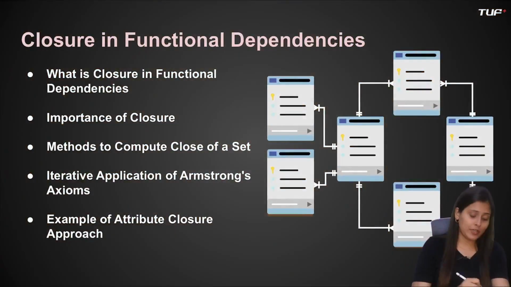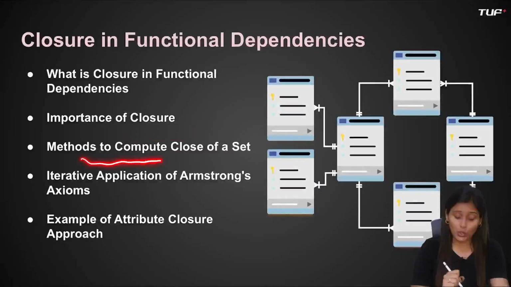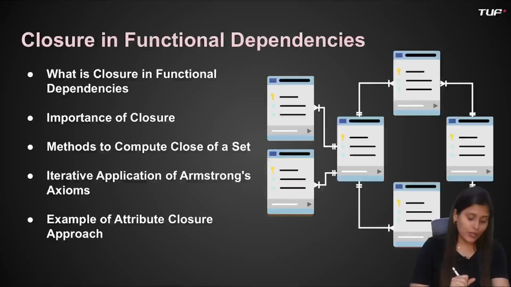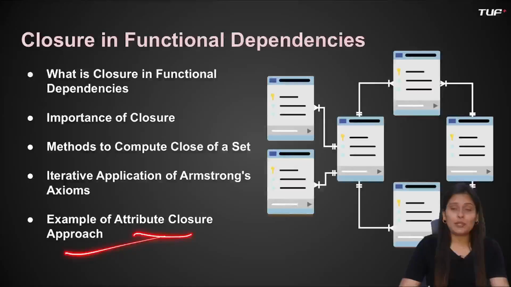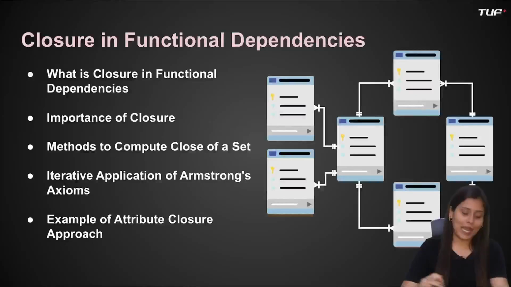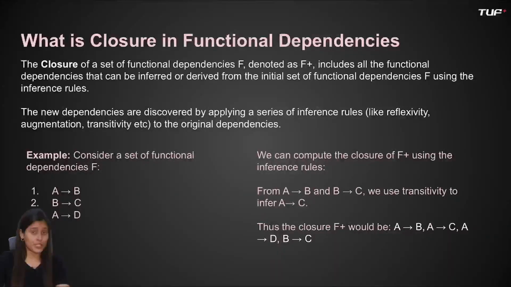And in this lecture, we will learn about what is closure in functional dependencies and the importance of closure. Then we'll see what are the methods to compute closure of a set. Then we'll learn about two different approaches to find the closure, which are iterative application of Armstrong axioms and the attribute closure approach. So this video is going to be very important. So stay tuned and let's begin with the very first topic, which is what is closure in functional dependencies.